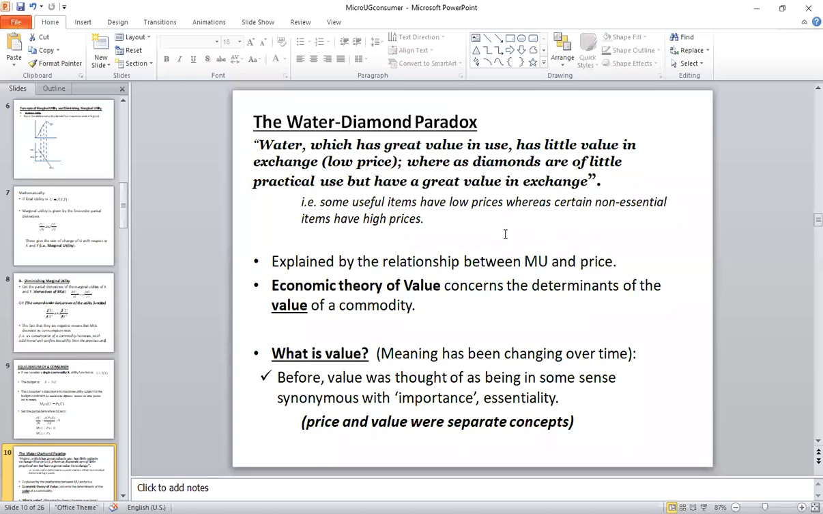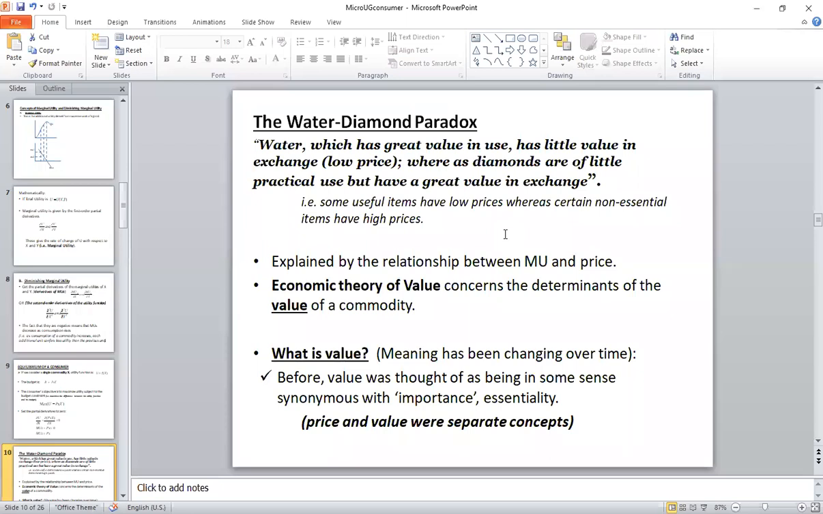Yet diamonds, he doesn't come across these diamonds. The moment you have one piece of diamond, the marginal utility is very high. So you are willing to pay a higher price for that. That is the explanation for the water diamond paradox.